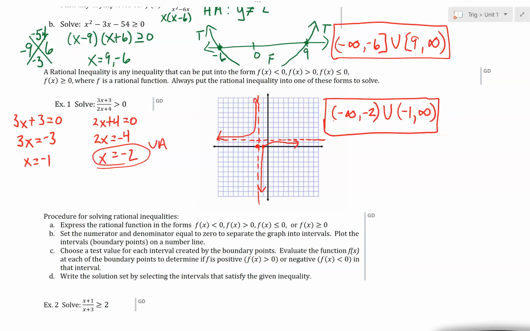This is where all of our answers are going to be found. It is the intervals in which we'd find all of those. Hopefully everybody sees how that works.